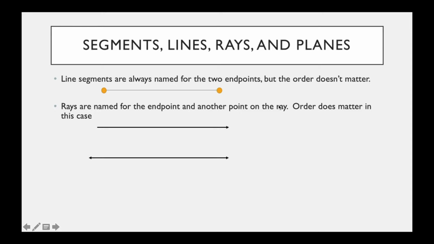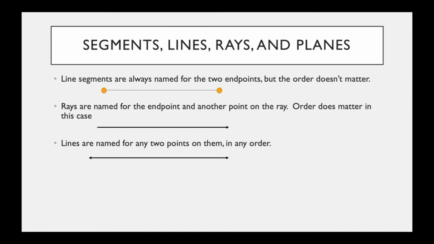Next up are rays. Rays are named for the endpoint and another point on the ray. The endpoint always goes first. It doesn't matter in which direction the ray points. The endpoint is always the first point. So for example, if this were point A here, and we had another point on the ray somewhere, point B, it would be ray AB, even if this pointed in the other direction. Even if we had A here and the ray is pointing this way, just so long as we have another point on the ray, it's still AB. It doesn't matter the direction, and you cannot reverse the order in this. Ray AB is not the same thing as ray BA. Make sure that you guys know that.